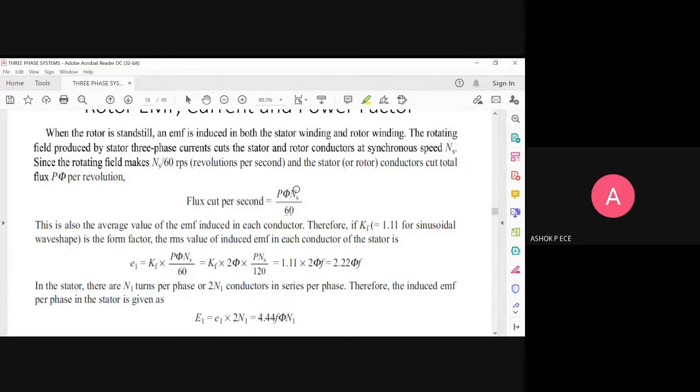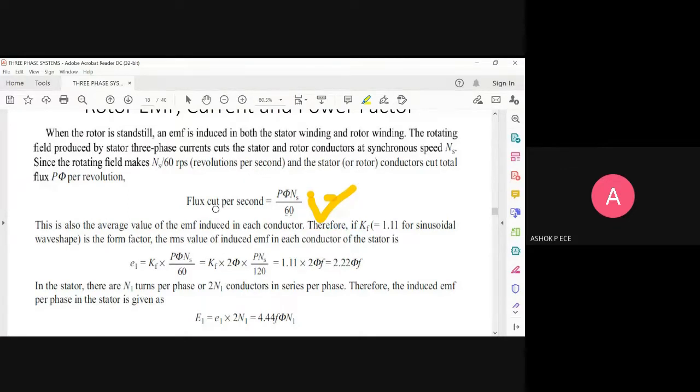See, if the field is not rotating, Ns by 60 will not come. You will just get P into phi. But since the field is rotating at Ns by 60 revolutions per second, so per second the flux cut is going to be P phi Ns by 60. This is the first step we are writing. We are calculating the flux cut per second.